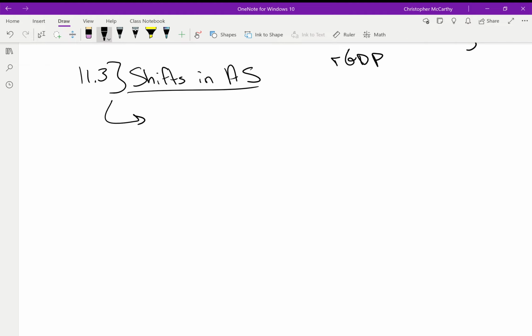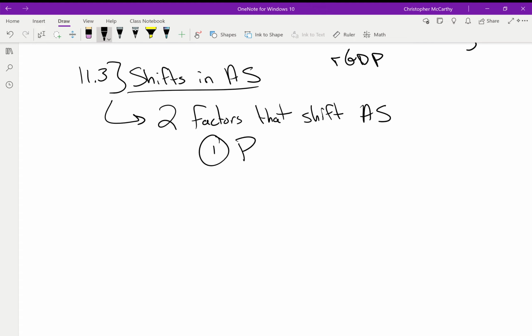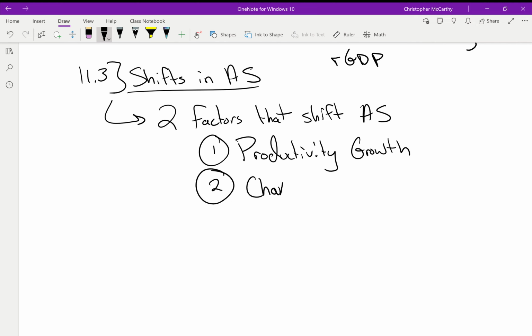The two most important factors that shift the aggregate supply that we're going to be talking about here are productivity growth and the change in input prices.